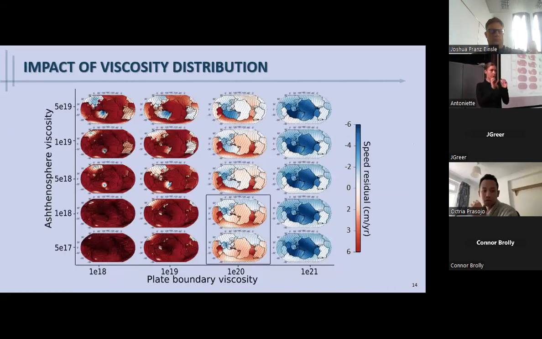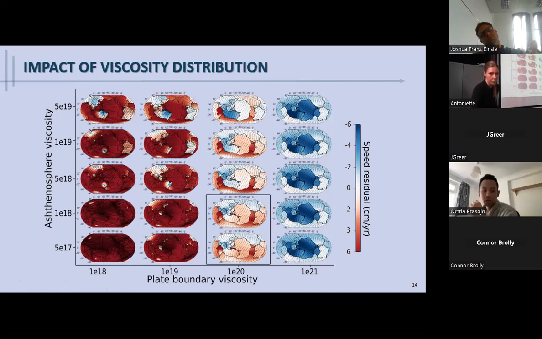Here, each of the images is a different model, where on the x-axis, what changes is the plate boundary viscosity, so it increases towards the right. On the y-axis, what changes is the asthenosphere viscosity. And then the color in the image shows us how fast the plates are moving compared to the observed plate motions. If the colors are red, our plates are moving too fast. If the colors are blue, our plates are moving too slowly. And if the colors are whitish, then they have approximately the right velocity.